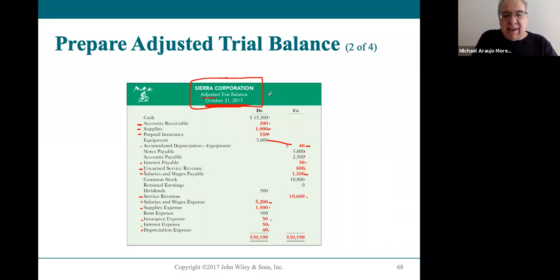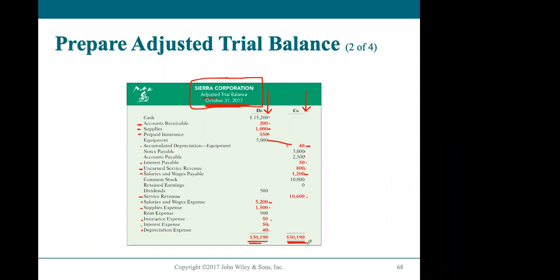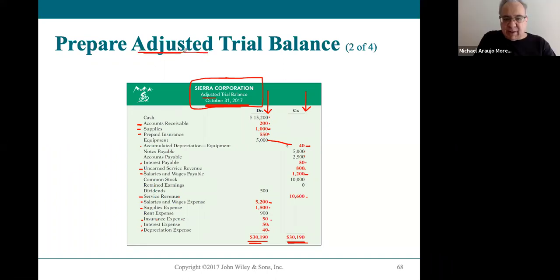Notice that some of those accounts have changed. And so once we do an adjusted trial balance, we are listing the new balances in each of these accounts. And thankfully, they balance. Okay. All the accounts with debit balances equal all the accounts with credit balances. So we're good. Now again, it's the adjusted trial balance. It's done after the adjustments.